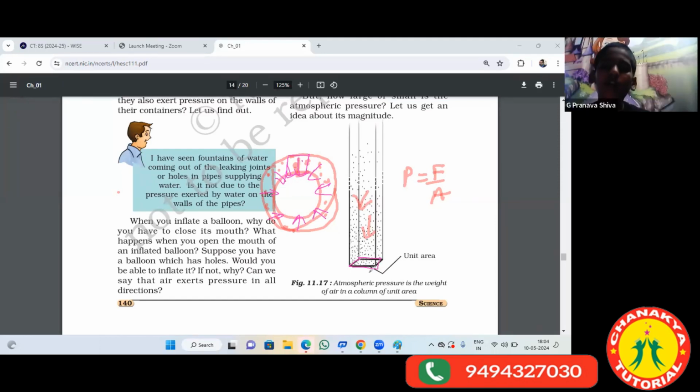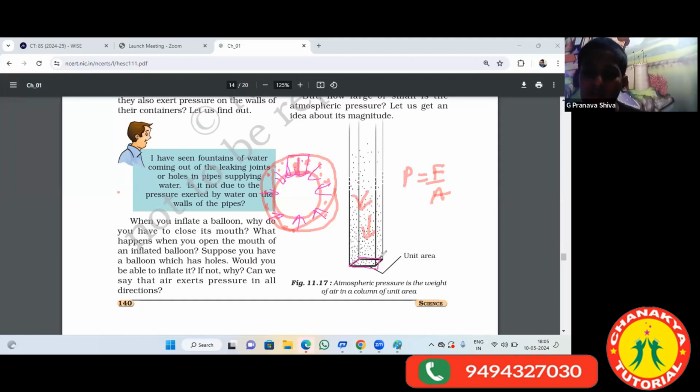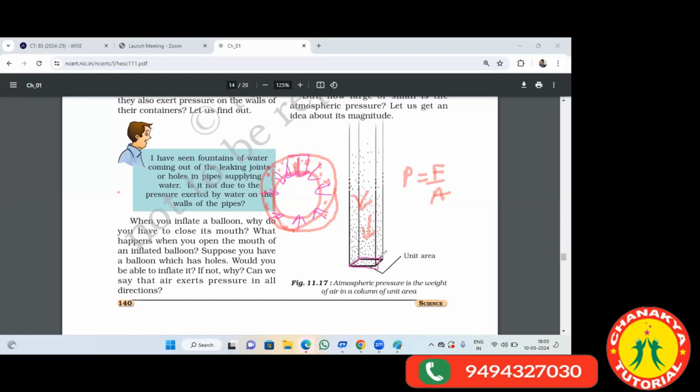Sir, why will the water always try to go out of the bottle, like you said? It exerts its pressure on the walls of the bottle, you said, no, sir. Yes. Why does it do that?